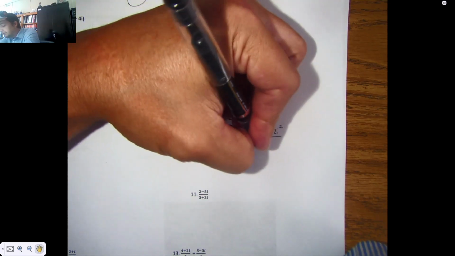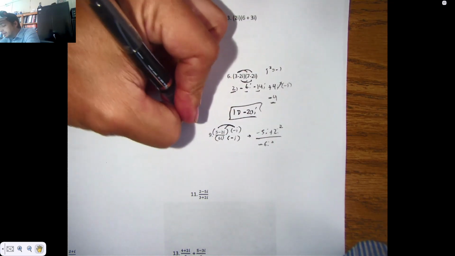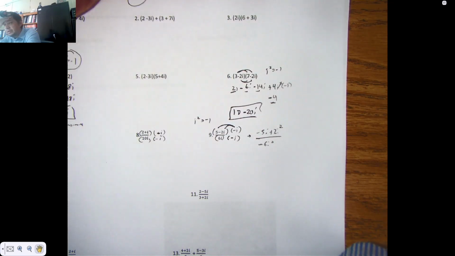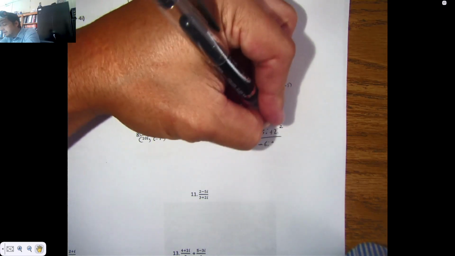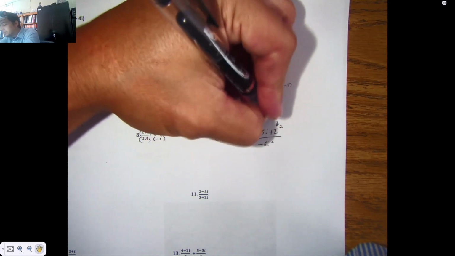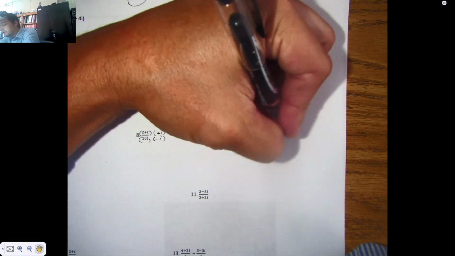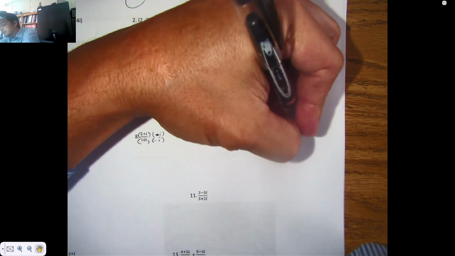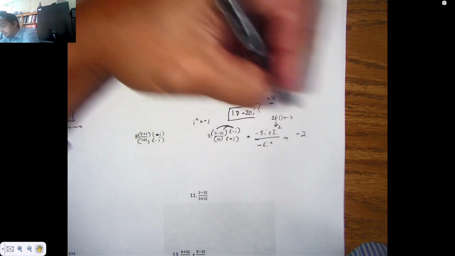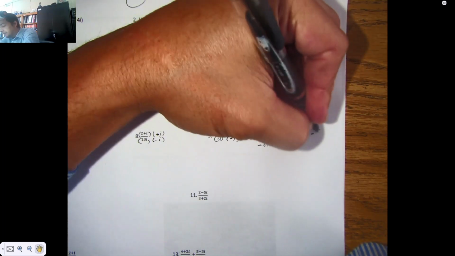Down low, we have a negative 6i squared. Now, once again, please remember that i squared is negative 1. It's not that hard. If this is 2i squared, then it's 2 times a negative 1, which is negative 2. And your form talks about a plus bi. It has to be first. So negative 2 minus 5i.